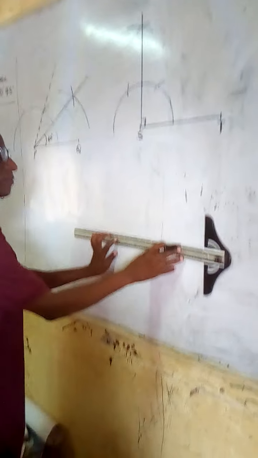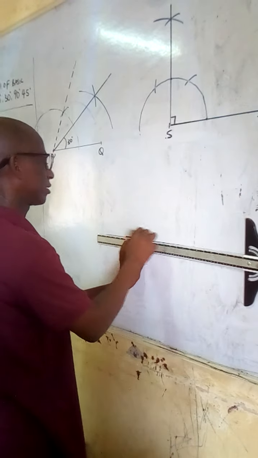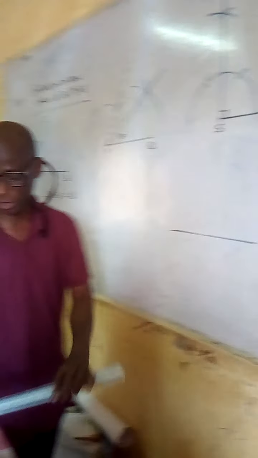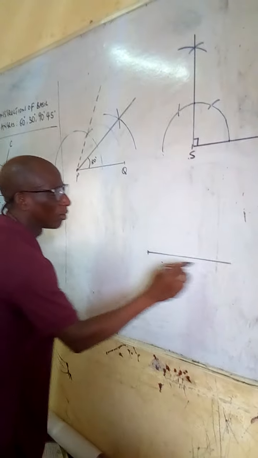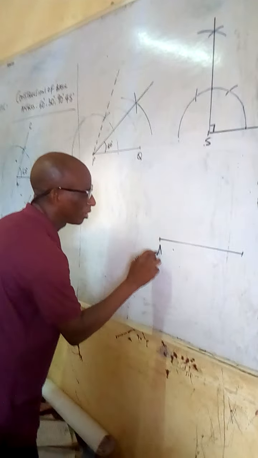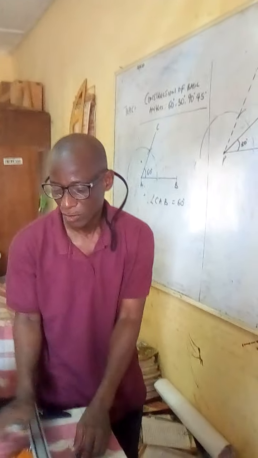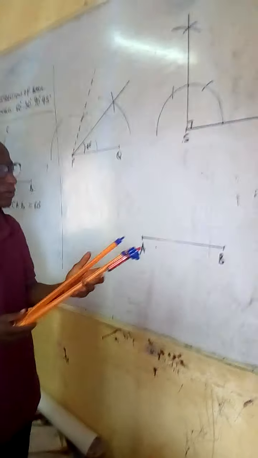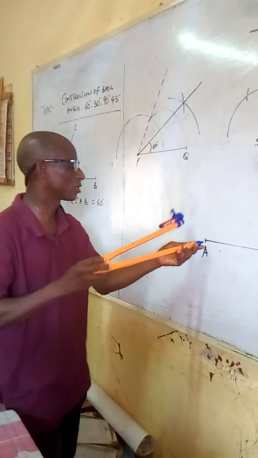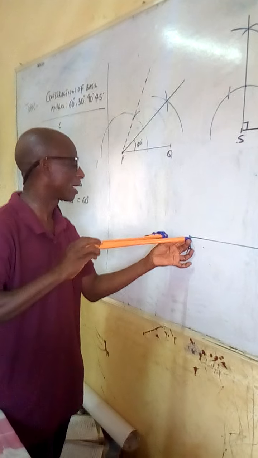I have my line segment of any length. Okay, let me call this one AB again. To get angle 45 degrees, we also start from the basis, angle 60. By now you know the step by heart.